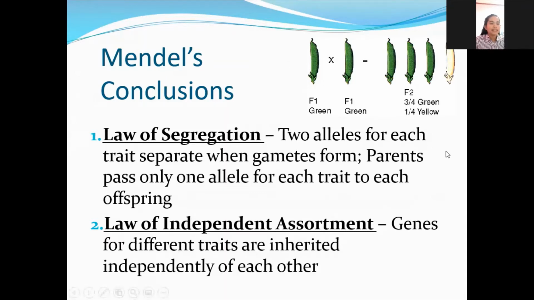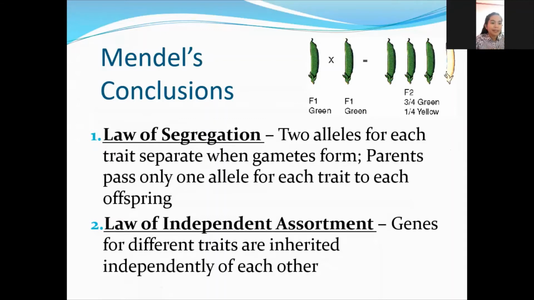Okay. Two alleles for each trait separates when gametes form. So parents pass only one allele for each trait to each offspring. So ibig sabihin, if your mother, okay, ganito yung scenario kasi when it comes to family, your mother, kamukha niya sa mata yung panganay na kapatid. And then, ikaw naman na pangalawang kapatid, kamukha mo yung nose ng mama mo.